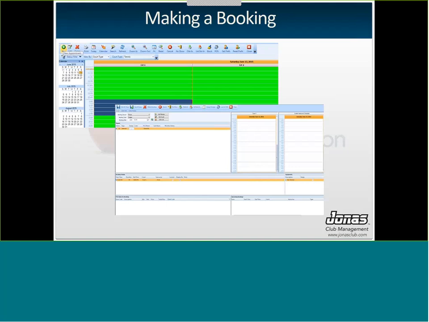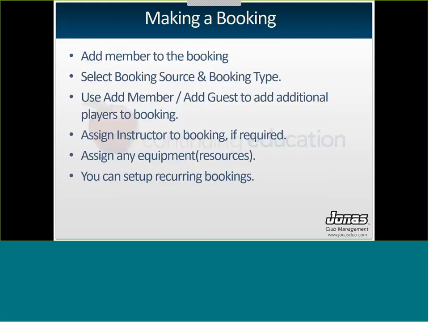So this is what the booking details screen looks like. You can see that we're up in the top left. We've decided that the booking source was phone and the booking type is singles. We've put in our booking date, and now we're ready to go ahead and assign the members. So to make a booking, what you need to do is add a member to the booking, select the source and the type, and then use the add member or add guest to add additional players to the booking.